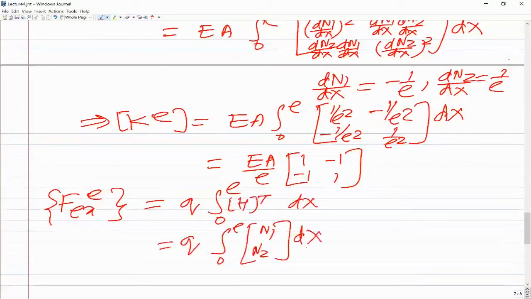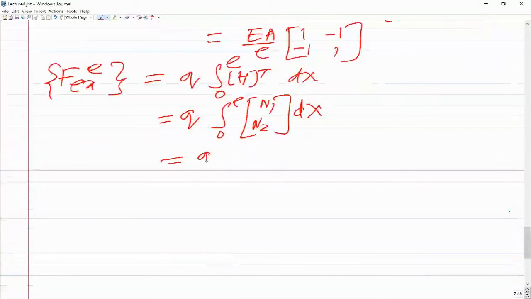So dx, and if you integrate N1, which is 1 minus x by L, that would be L by 2. So you can take QL by 2 as common, so it will be 1 and 1. So this is going to be the element level external load vector for constant Q within an element. So this is how you get the element level governing equation. We have defined already what is Ke and what is F external for this.